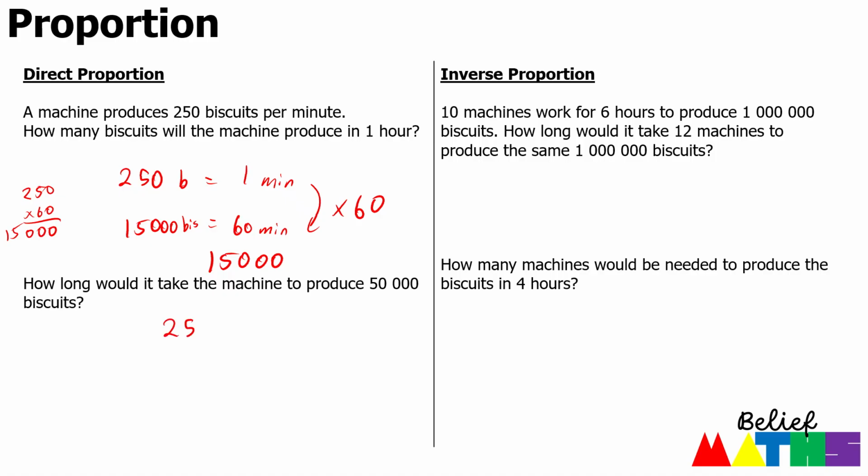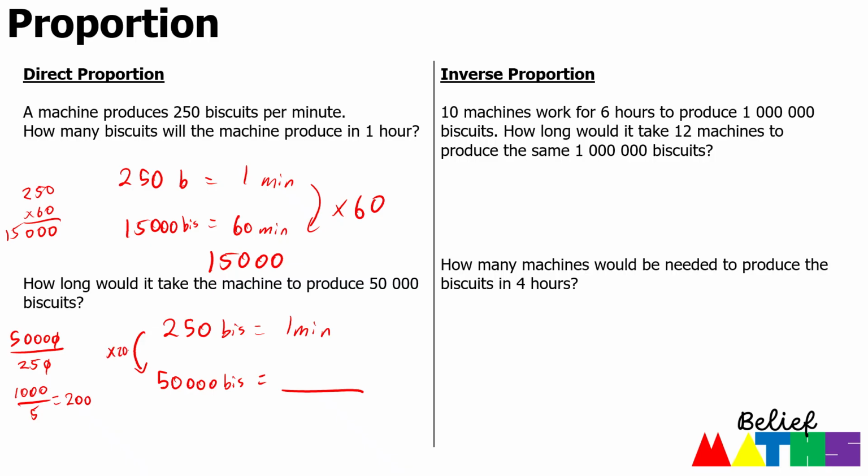In the same sense, how long will it take the machine to produce 50,000 biscuits? We can do the same setup. 250 biscuits is equal to 1 minute. I've got 50,000 biscuits, and I want to find out how much time that takes. Now, we saw this earlier on. To find our scale factor, we do 50,000 divided by 250, and then if we simplify that down, that's 5,000 over 25. We could divide them both by 5 to make it easier, which is 1,000 divided by 5, and that is 200. So we can see we just multiplied by 200. Doing the same on the other side, multiplying by 200, that means it's going to take 200 minutes.